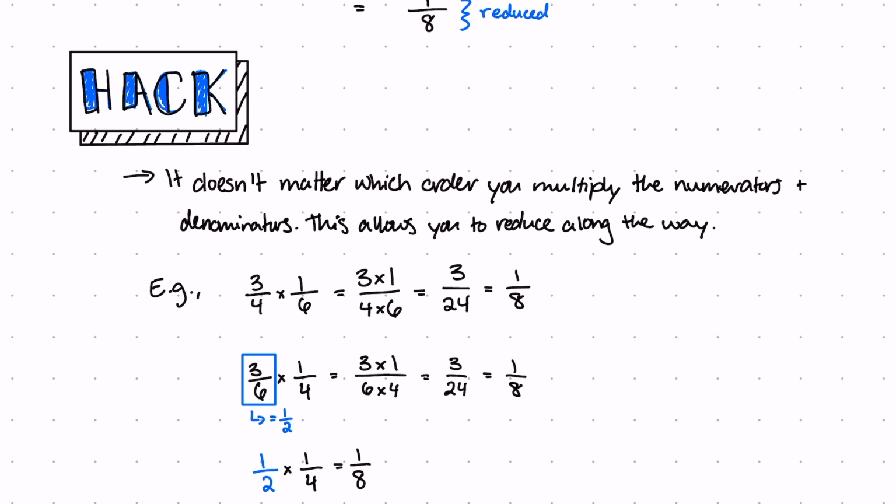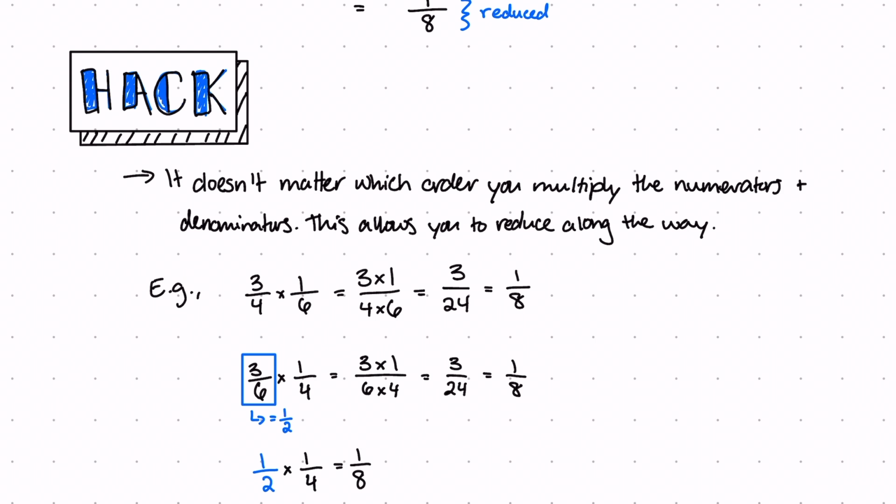Now let's say we had 3 over 6 times 1 over 4, so we just swapped the denominators around. 3 over 6 reduces to 1/2. So we can actually reduce that right away. So if you look down below, we have 1/2 now times 1 over 4. And right away, we can do 1 times 1 is 1, and 2 times 4 is 8. And that's how we can get 1 over 8 quickly.